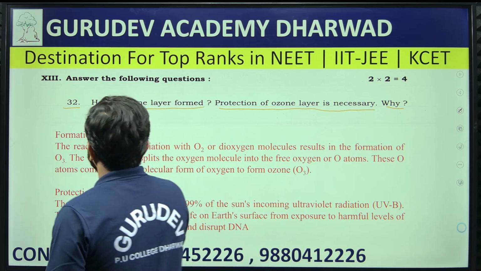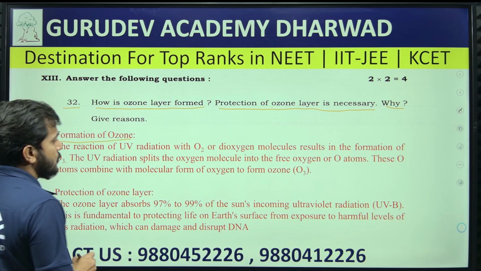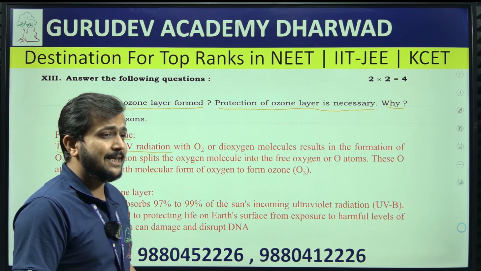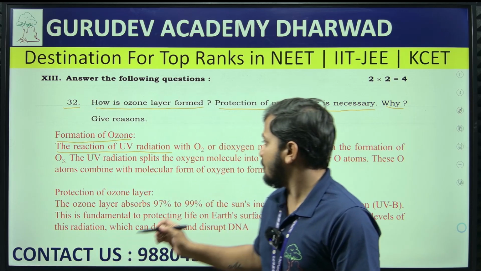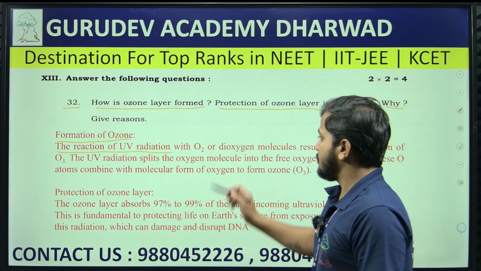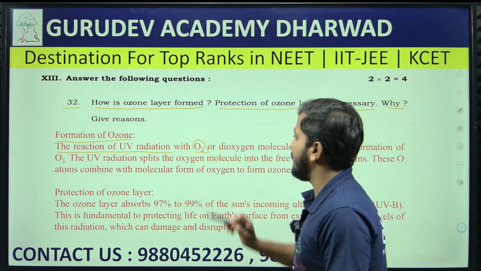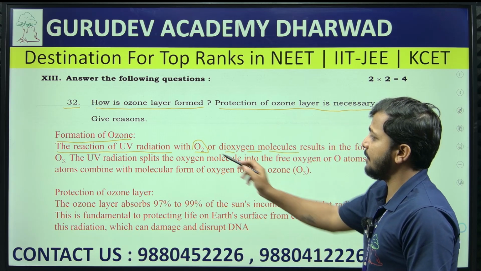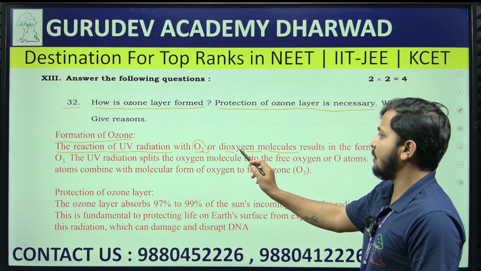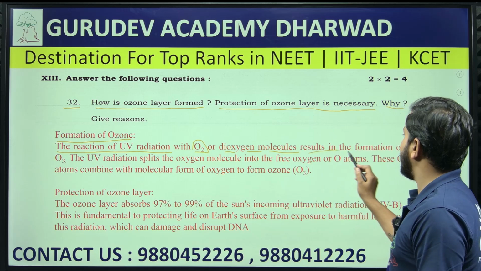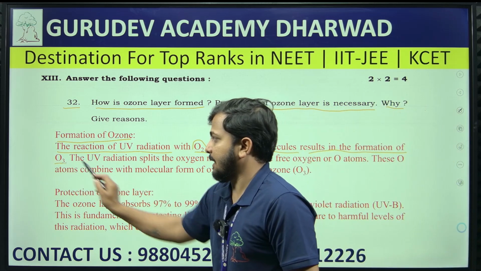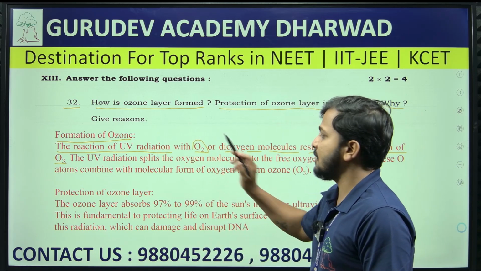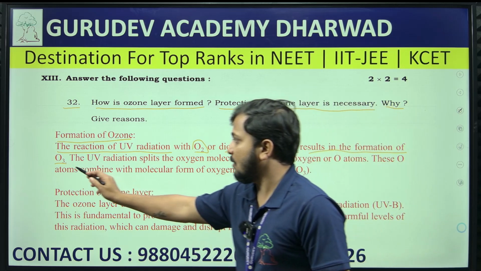Majorly if you consider the formation of ozone, how it takes place is the reaction of UV radiation. From the sun the light comes, and that light is nothing but UV radiation. That reacts with O2, or dioxygen molecule, which results in the formation of O3. This UV light reacts with oxygen and forms O3.